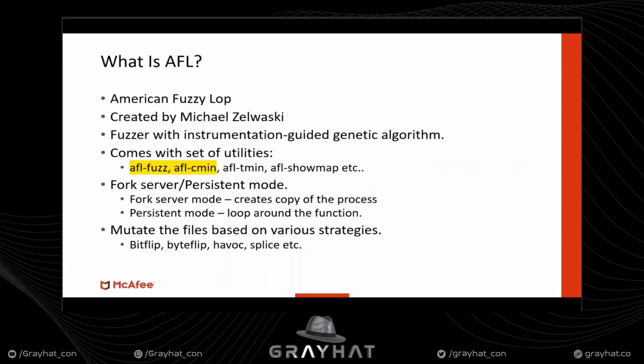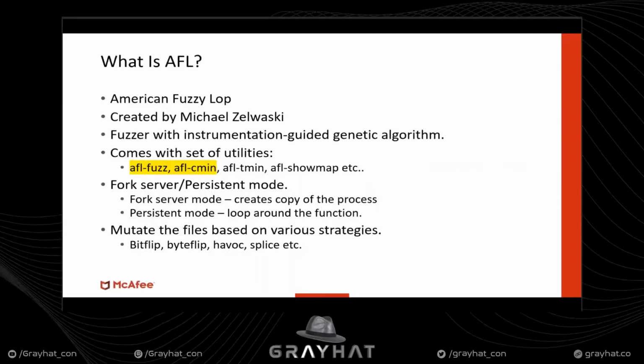AFL also comes with a set of utilities like AFL fuzz, AFL cmin, AFL tmin, and AFL showmap, etc. For this training, we'll be mostly using AFL fuzz and AFL cmin. AFL can work in two modes, that is fork server and persistent mode. Fork server is the default mode for AFL. If you want to fuzz using persistent mode, then you have to make some changes in your program. In fork server mode, AFL creates a copy of the process and then creates a clone of that. In persistent mode, AFL simply loops around the function or a particular set of code blocks.